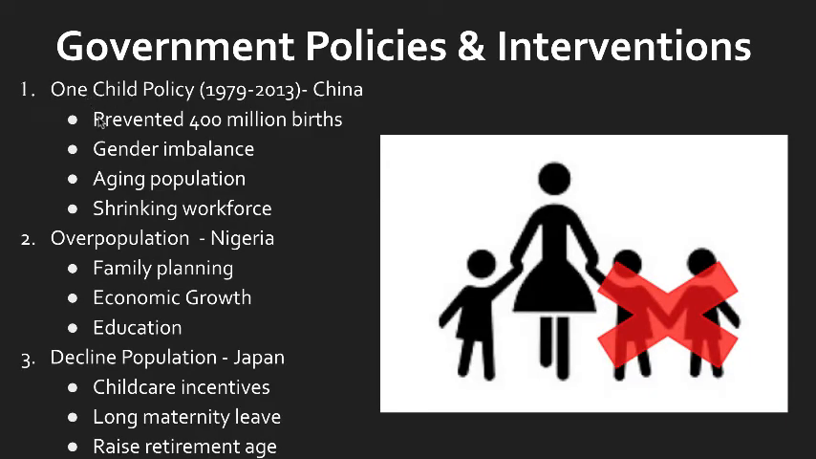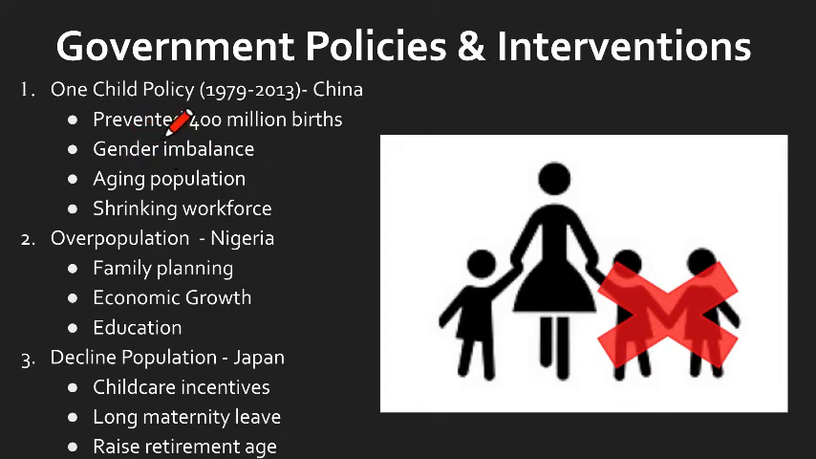Government policies: as populations change, governments tend to have a way of intervening to try to hopefully solve problems. The one-child policy in China is a really famous one. Massive population growth in the largest country in the world was concerning to China's leaders in the 70s, so they developed this one-child policy to prevent births. Basically, they prevented 400 million births at last estimate.